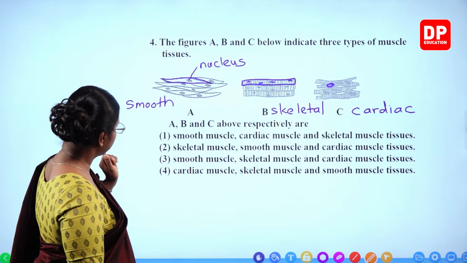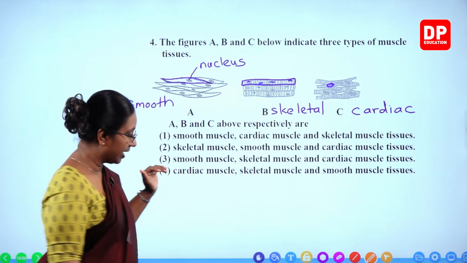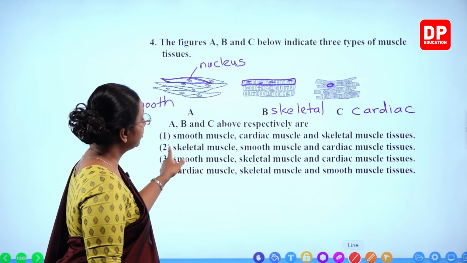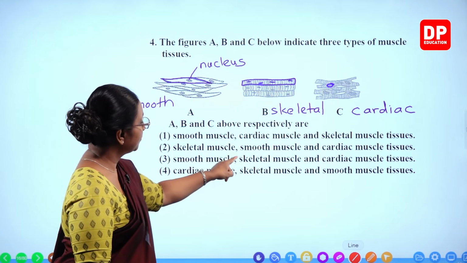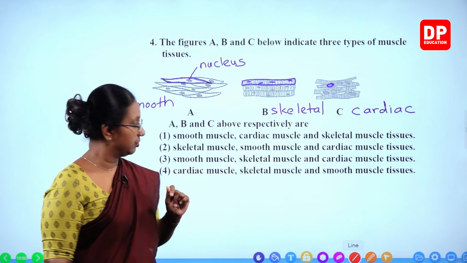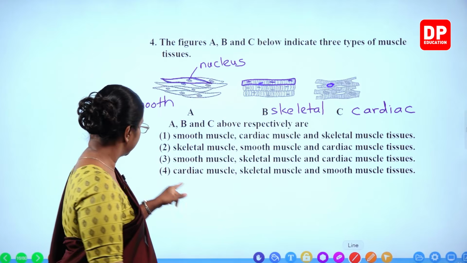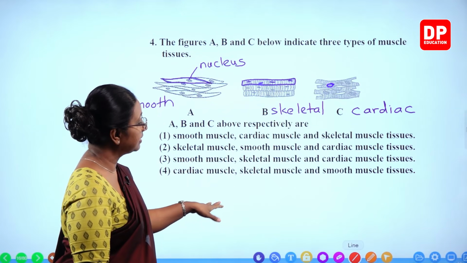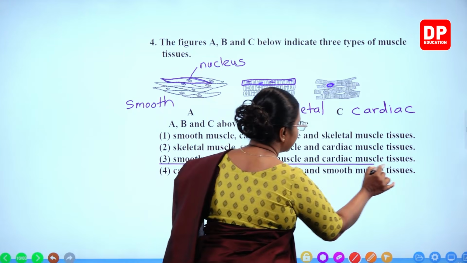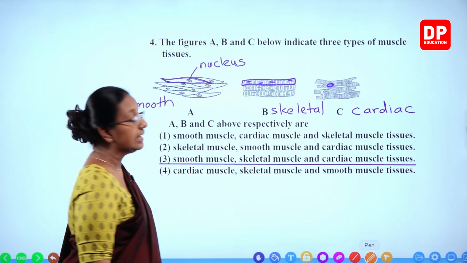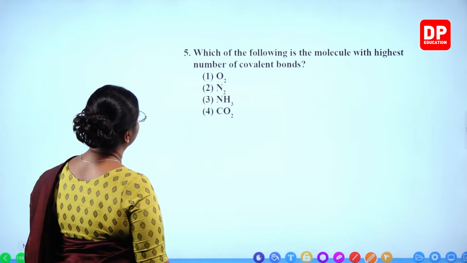So if we look at the question, A, B and C above respectively are. So that is what you need to find, you need to identify them. Smooth muscle, cardiac and skeletal muscle, no. Skeletal muscle, smooth muscle and cardiac muscle tissue, no. Smooth muscle, skeletal muscle and cardiac muscle tissues, correct. Then fourth one, cardiac muscle, skeletal muscle and smooth muscle tissue, that is also incorrect. So the third answer is the correct one. Is that okay, students? So then we'll move on to the fifth question.